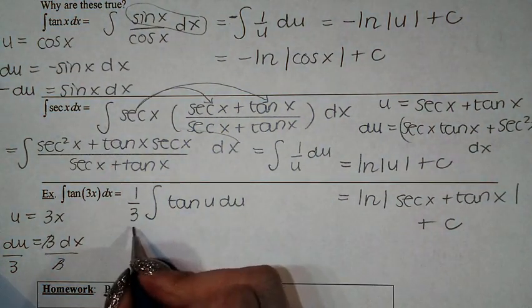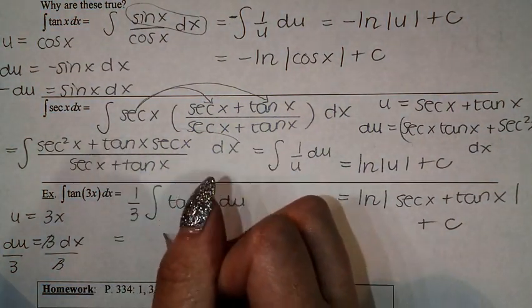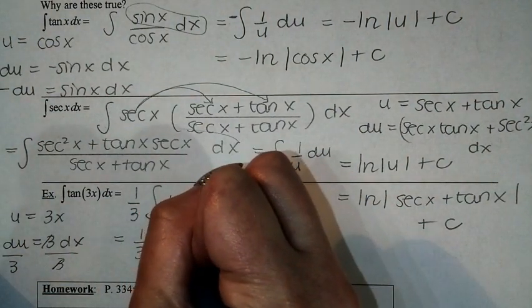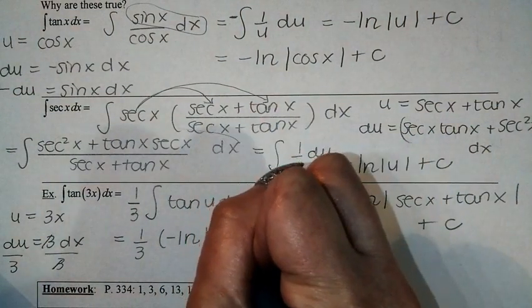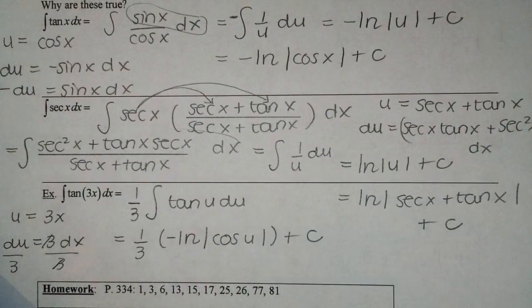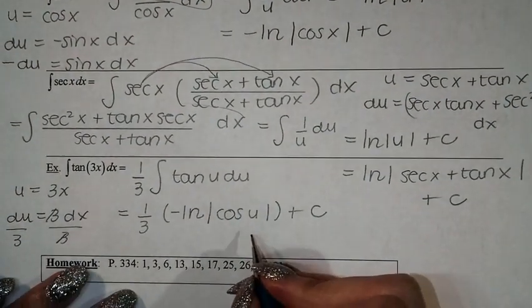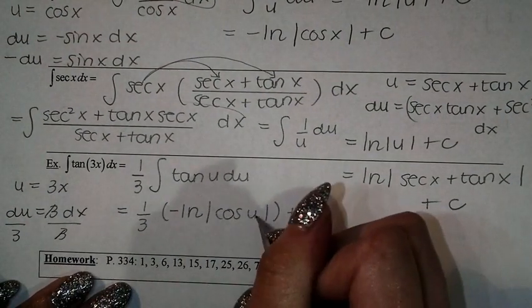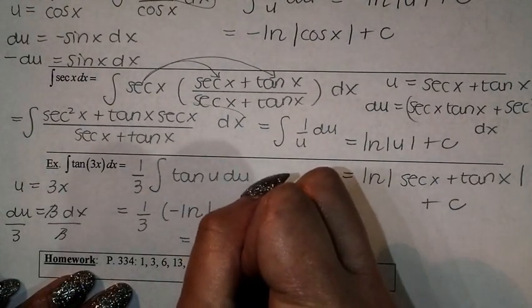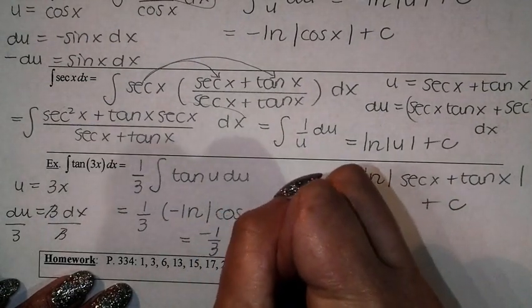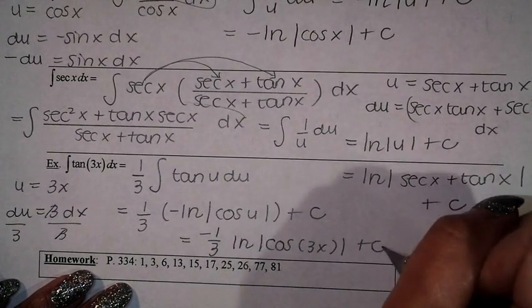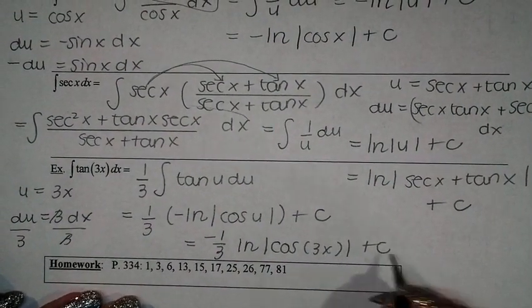What you have here is pretty much an application of the first formula that we learned. So it's going to be 1/3 of negative natural log of the absolute value of cosine of u, plus c. Then you're going to replace the u for the actual value. So this is going to be equal to negative 1/3 natural log of the absolute value of cosine of 3x, plus c, and that's going to be your answer for this problem.